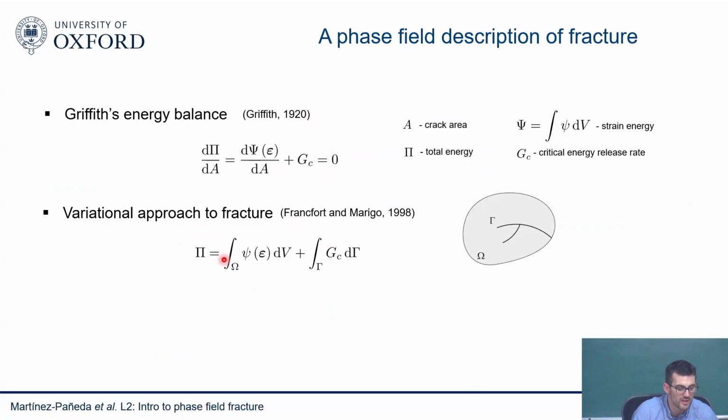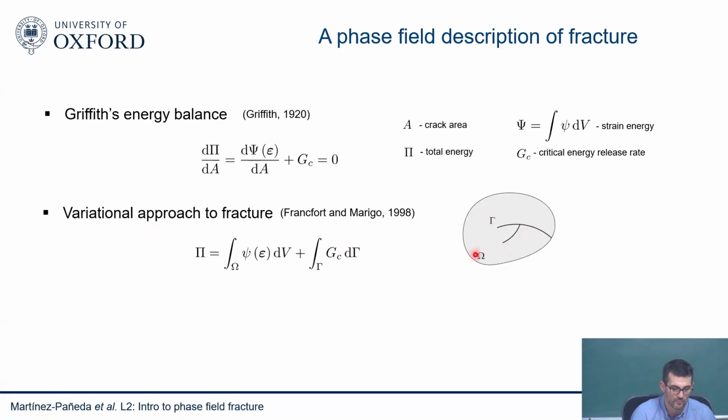And if you're able to minimize this functional, then you can predict the evolution of cracks as an exchange between fracture energy and strain energy, the energy stored in your material. So this is the same as what we've been discussing before, we're just writing that mathematically as a variational principle. But the challenge here is that in order to minimize this functional, you need to know where your crack is. And we don't really know where my crack is.